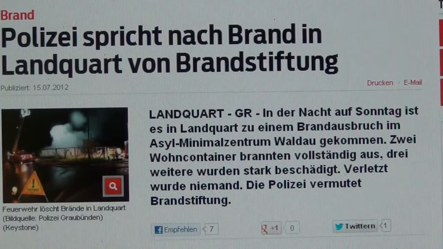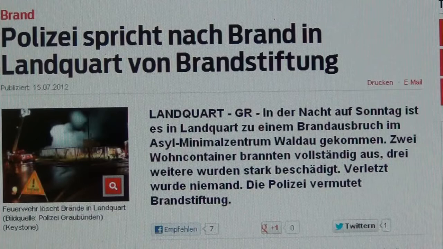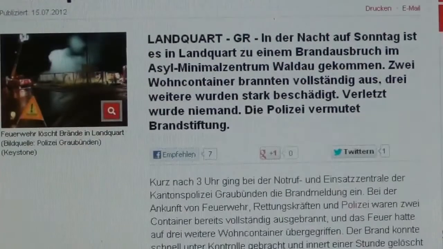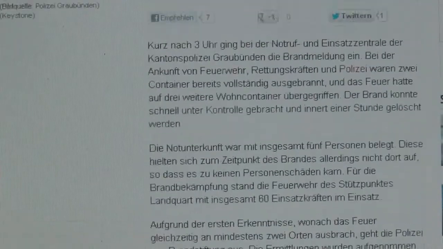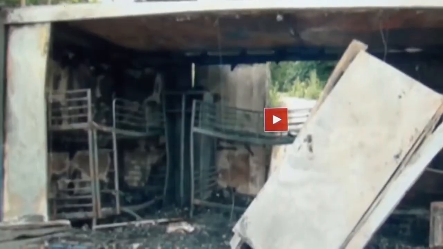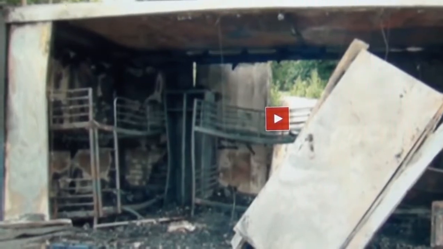A month later, or two, again in Switzerland, a fire in an asylum seeker center in Landquart in Graubünden on July the 15th, 2012. And it's funny, here the police says it was arson. Usually they don't. Well, maybe because this is another canton. It's called Graubünden. It is a bit different. They're not entirely Swiss German here. You see? And here we can see it again, the arson in Landquart.